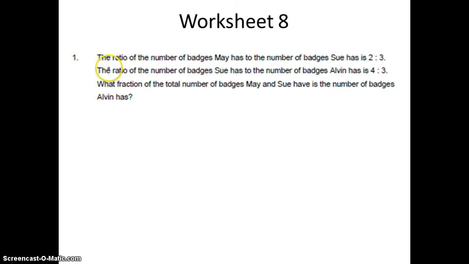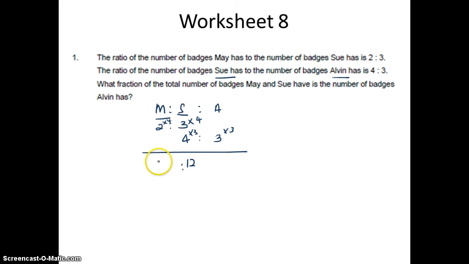Worksheet 8. The ratio of the number of badges May has to the number of badges Sue has is 2:3. So May is to Sue, 2:3. Ratio of Sue has to the number Alvin has is 4:3. So Sue 4, Alvin 3. We have to make Sue the same. So I times 4 times 3. So Sue has 3 times 4 is 12, 4 times 3 is 12. Sue has 12. May would have 8 and Alvin would have 9.